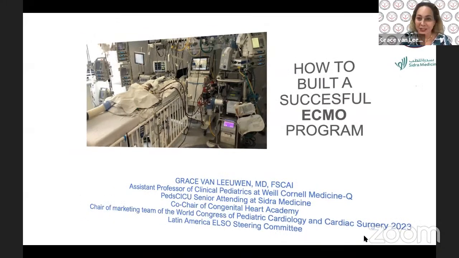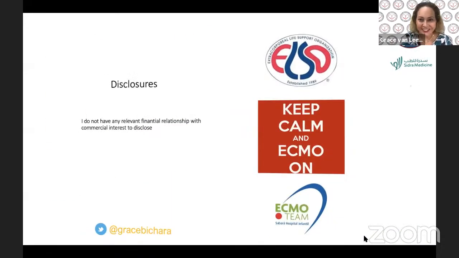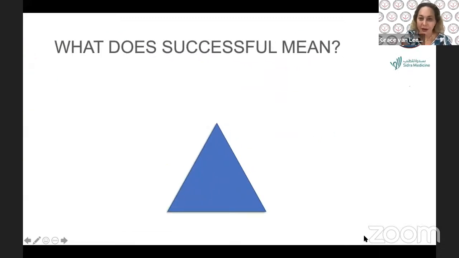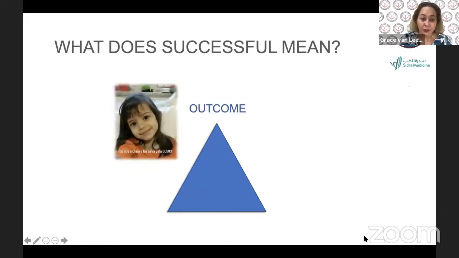So I have no disclosures. And for all the pictures that I'm using where there are patients, the families are aware and gave consent. The first thing that I always think about is what the word successful means. You have to have a good outcome. This is a picture that the mom published on social media saying, my name is Clara and I was saved by ECMO. This is a post-ROSC patient who had cardiac arrest, was placed on ECPR, and survived with no neurological complications.